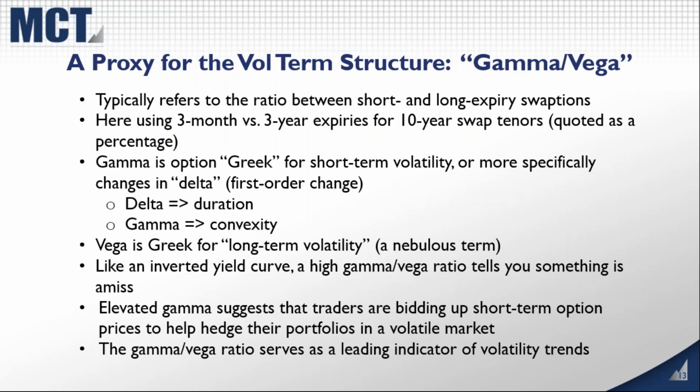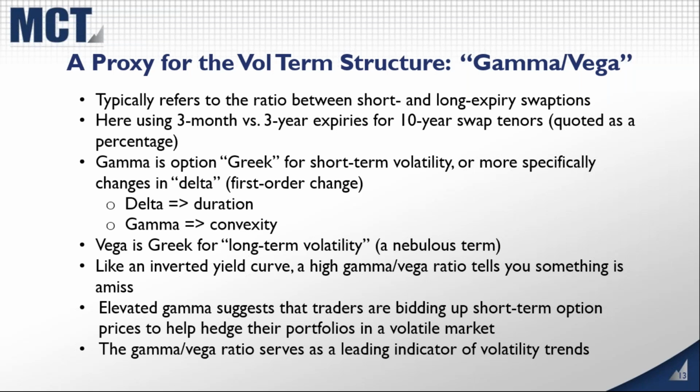So if you find that three-dimensional surface to be somewhat problematic to visualize, think about it in the same way as a yield curve. People look at the 2s10s spread as a proxy. Look at the volatility term structure in terms of what professionals would call gamma vega, or the gamma vega percentage, and that's a ratio between short and long-term expiration swaptions, if you hold the swap tenor constant.